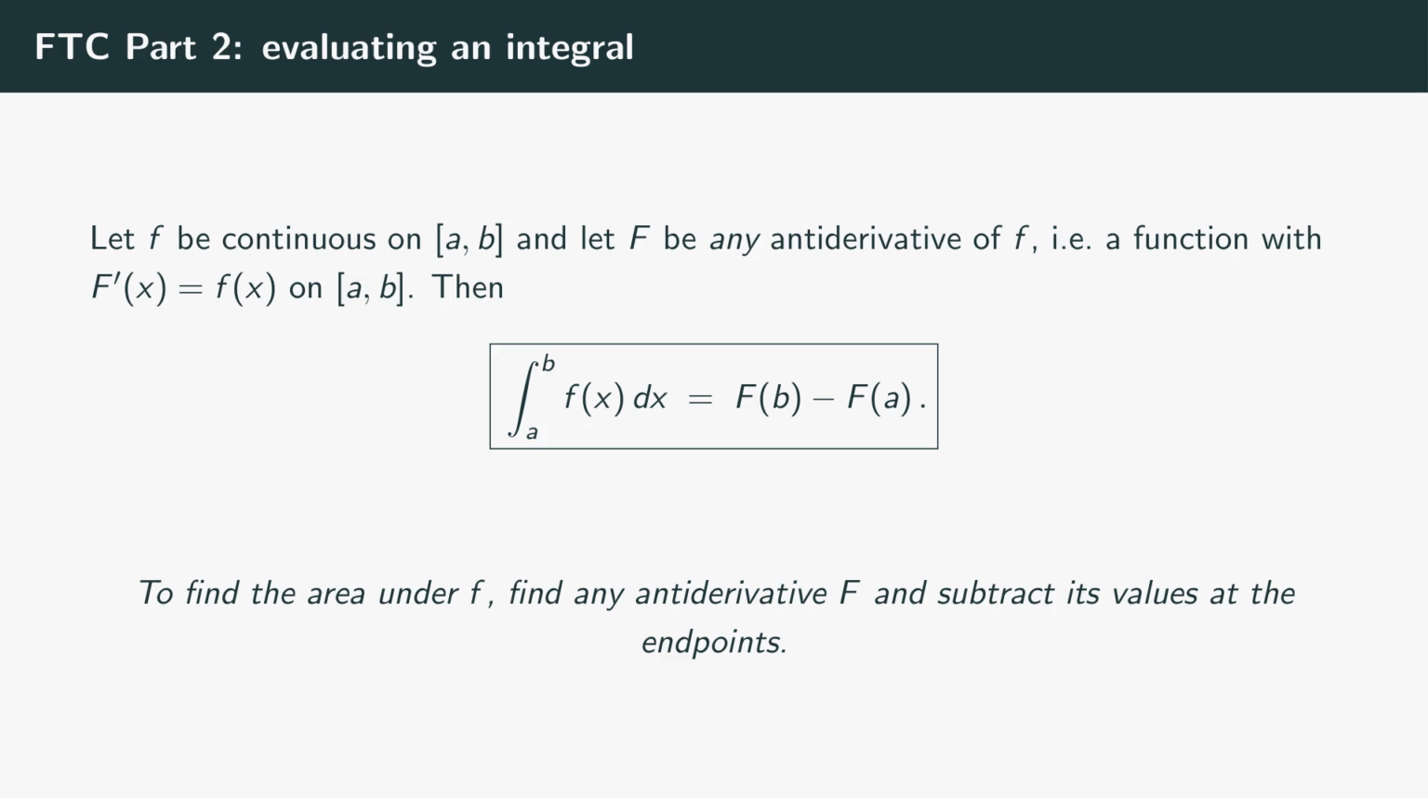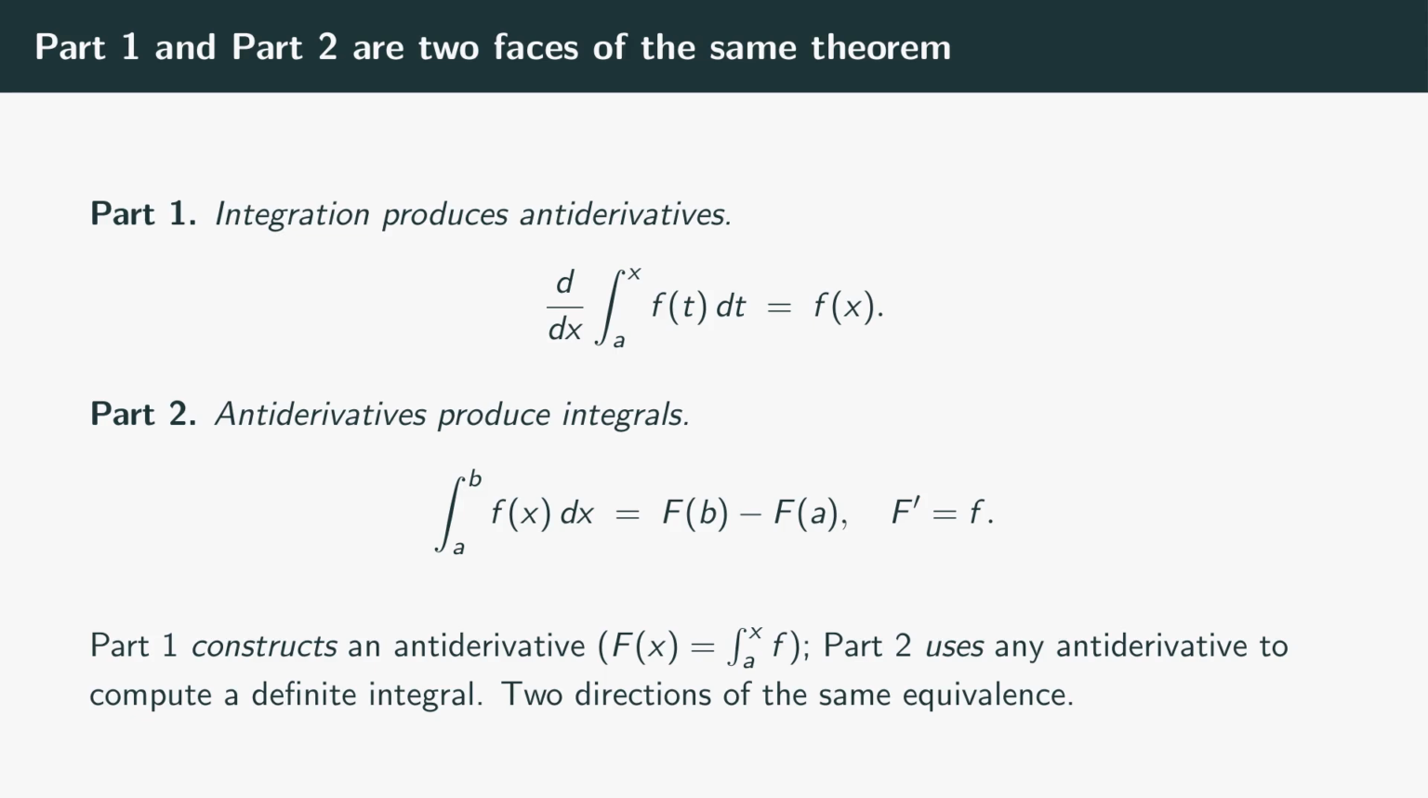That's why most of the rest of this playlist, substitution, integration by parts, partial fractions, trigonometric tricks, is really one long catalog of ways to find antiderivatives. Look at how the two halves snap together. Part 1 promises you that for any continuous function, you can construct an antiderivative simply by integrating it. Part 2 says that once you have any antiderivative in hand, you can use it to compute definite integrals by subtraction. Part 1 builds, Part 2 cashes in. In practice, you'll reach for Part 2 almost every time you compute an integral, and you'll reach for Part 1 when somebody hands you a function defined as an integral and asks you to differentiate it. Two different moves. One single idea, that integration and differentiation are mutual inverses.